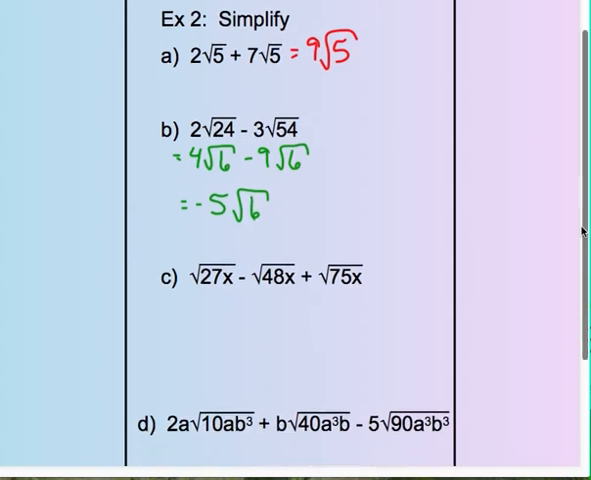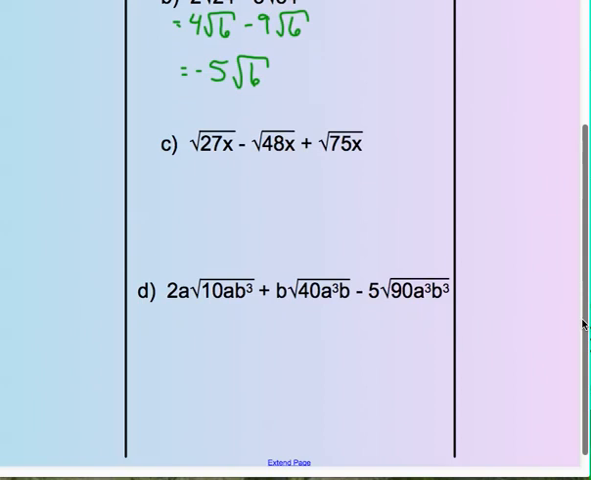Part C, we do the same thing with variables. Square root of 27, perfect square factor is 9. Square root of 9 is 3. And 9 times 3 gave us 27, so we have a 3 left over under the radical. And x, square root of x, can't be simplified.